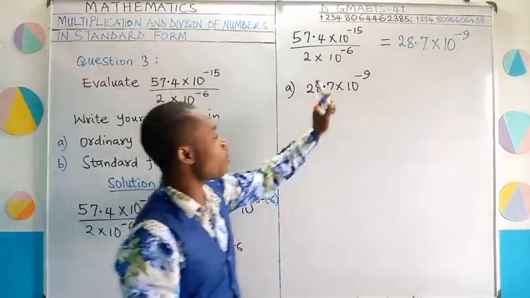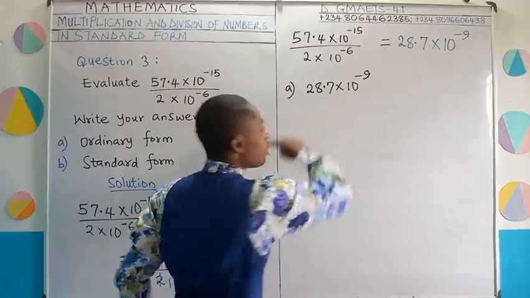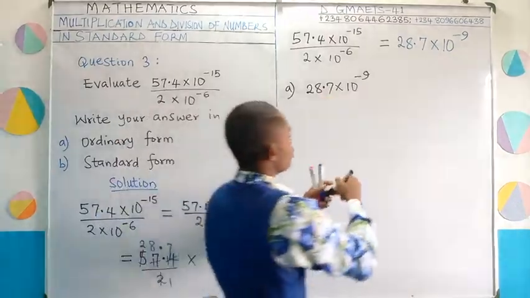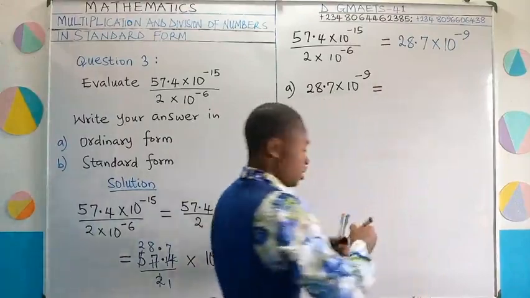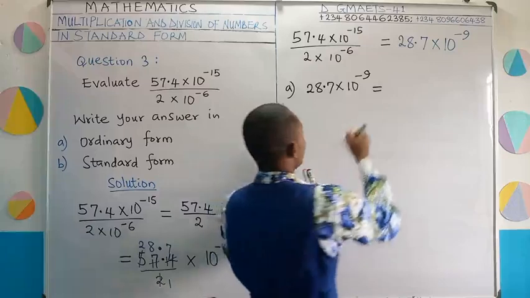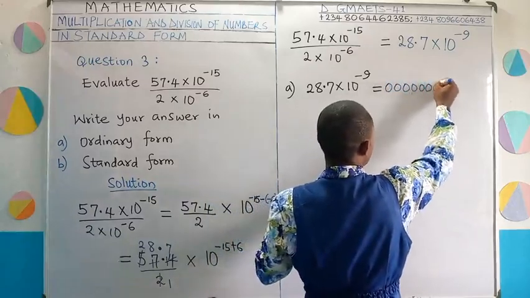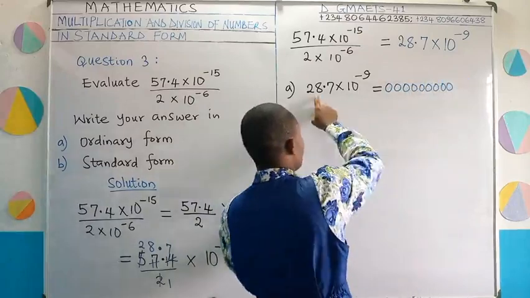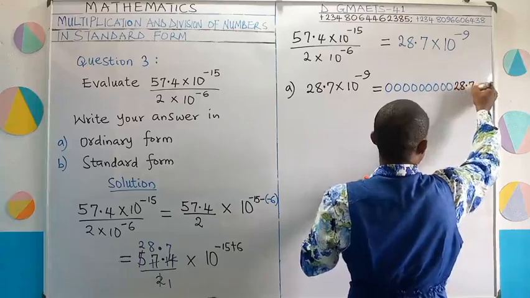Positive. In the case where the power is negative, you write the zeros first before the number. And so that's what I'm going to do here. This becomes equal to, I hope this space will be enough for me. Let's squeeze it and see. We go. 9 zeros. 1, 2, 3, 4, 5, 6, 7, 8, 9. And then this is 28.7. Let me write that 28.7.